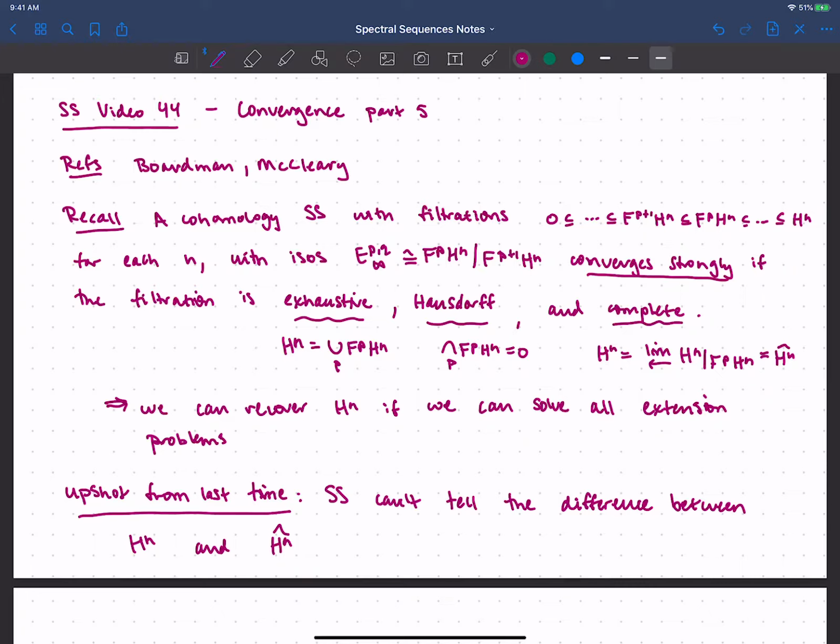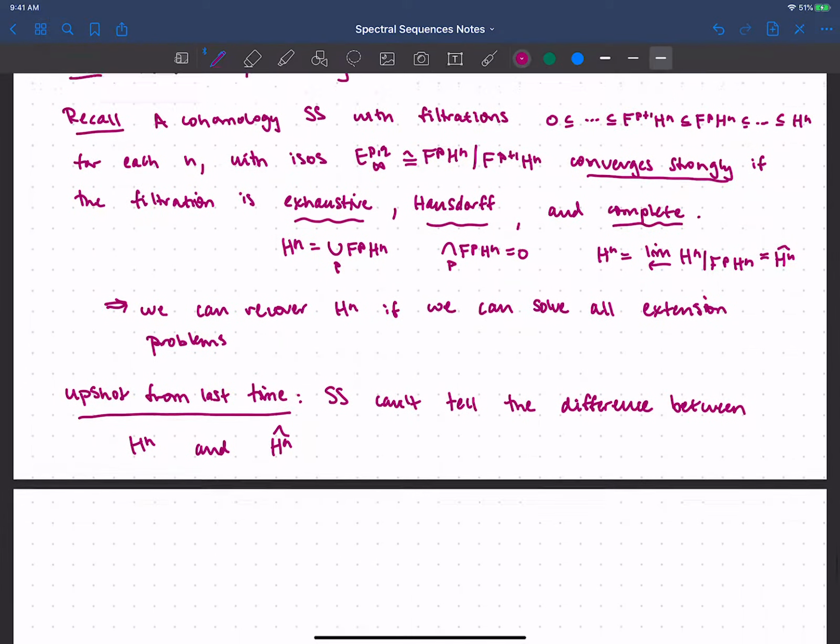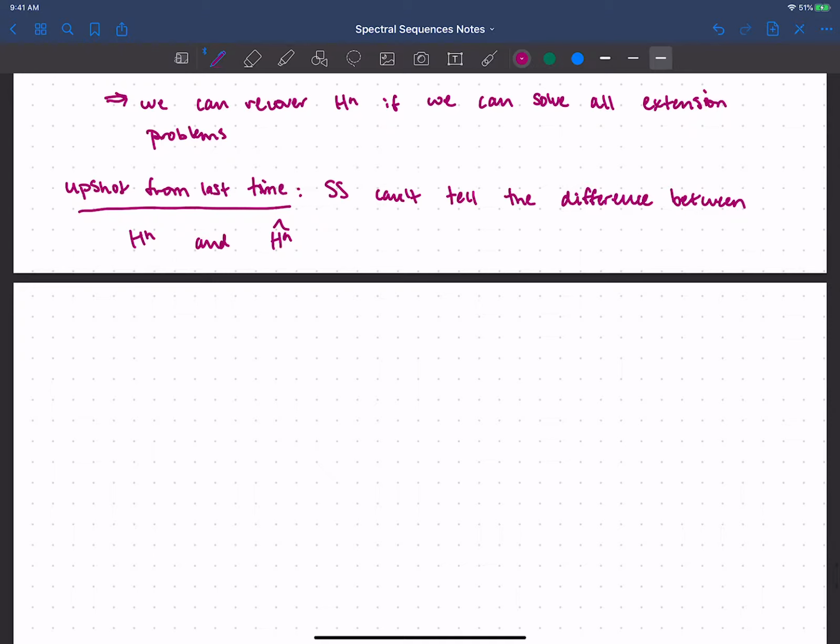So what do I mean can't tell the difference? I mean that they're going to have the same associated graded terms, and so the same E infinity pages. And so you look at that E infinity page, and really what you're recovering is, if you could solve all the extension problems, then you can find the completion. But if your filtration of H^n wasn't already complete, then maybe there's also some lim 1 terms to deal with or something like that. Okay, so now I want to get really into the nitty gritty of exact couples and see how this plays out with exact couples.